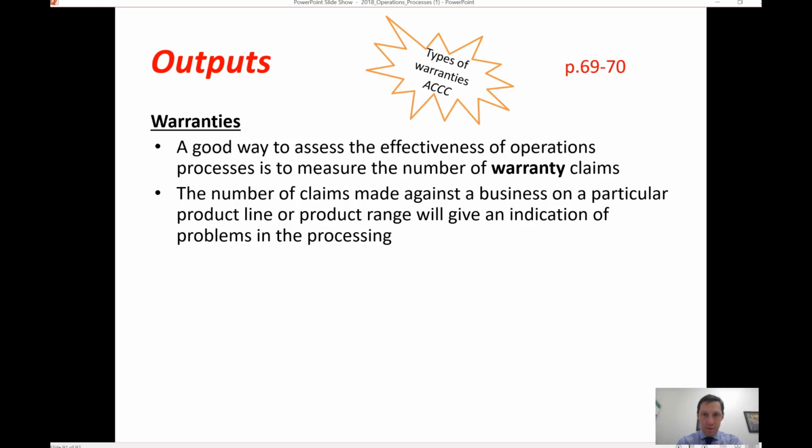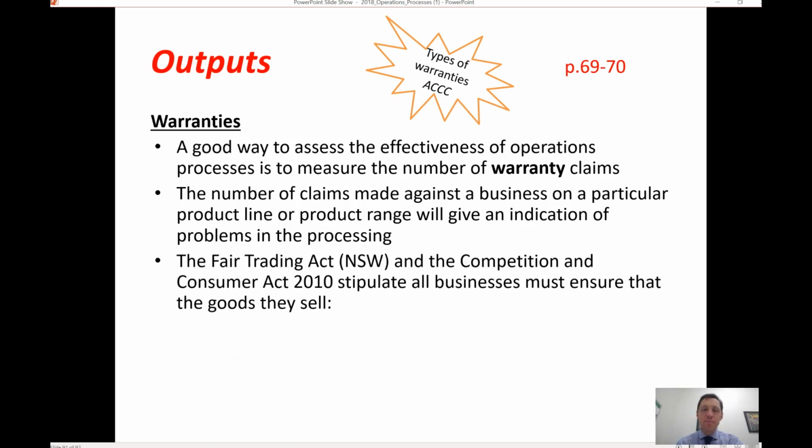The number of claims made against the business on a particular product line or range gives an indication of problems. So if Toyota's producing 15 different motor vehicles but 2 of them seem to be having consistent warranty claims against them, that would suggest there's some problem in the manufacturing process related to just those 2 models and not the business as a whole.